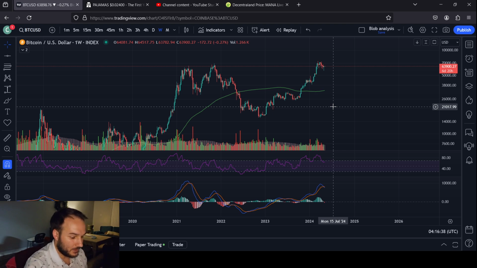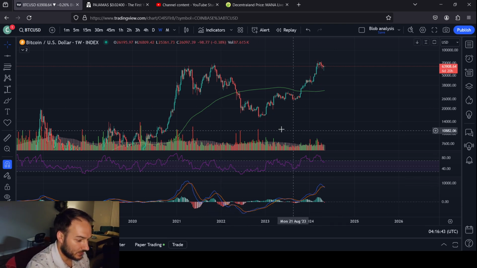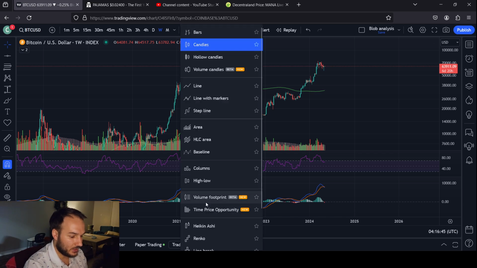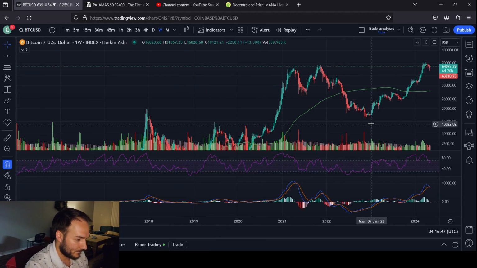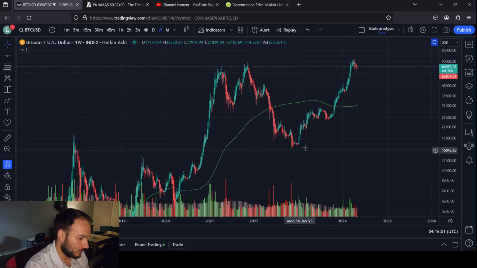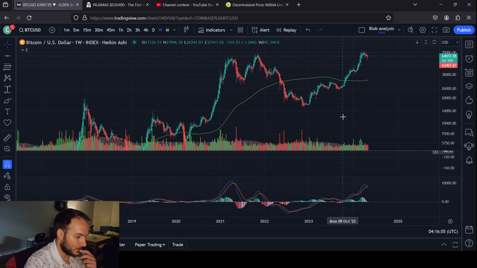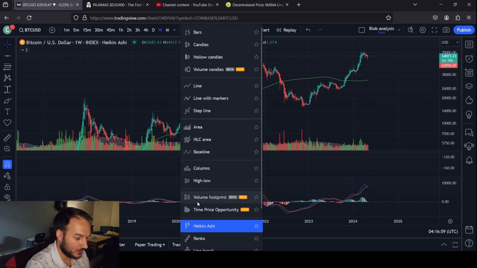Where do I want to go from here? Yeah, these weekly crosses aren't normally friendly. Let's look at the Heikin-Ashi real quick. A little bit of a red cross there. We're in the bull trend. I don't know, man. I don't know if I'd put too much weight on that. As of right now, we're in a negative trend on the Heikin-Ashi, and that makes sense.